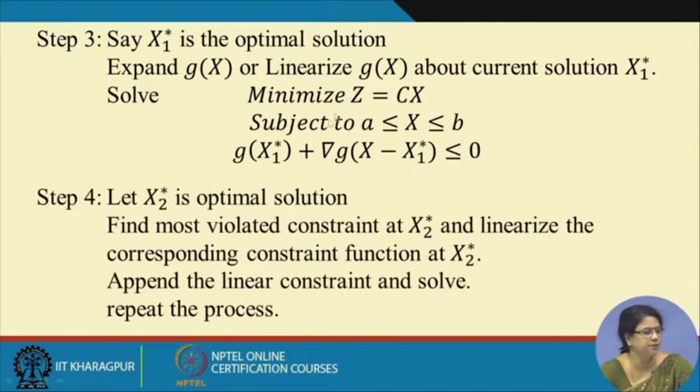Once we get the optimal solution x2 star, again we will expand g with respect to that point. Then we will again find the optimal solution. We will add this linear constraint to the previous problem and solve it again and again. That means we are putting different cutting planes within the feasible space. In this way, with the cutting planes, we will see the process stops somewhere.